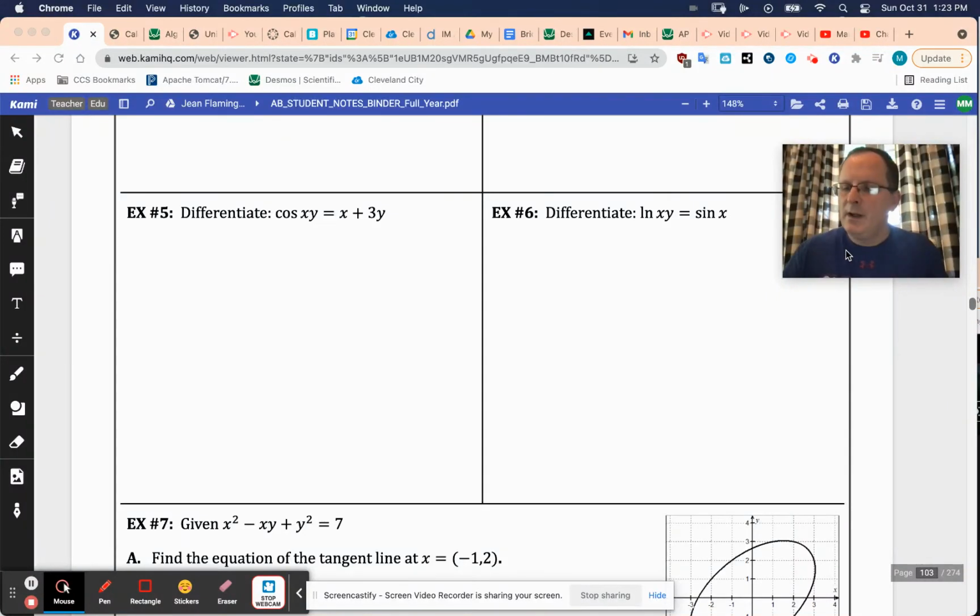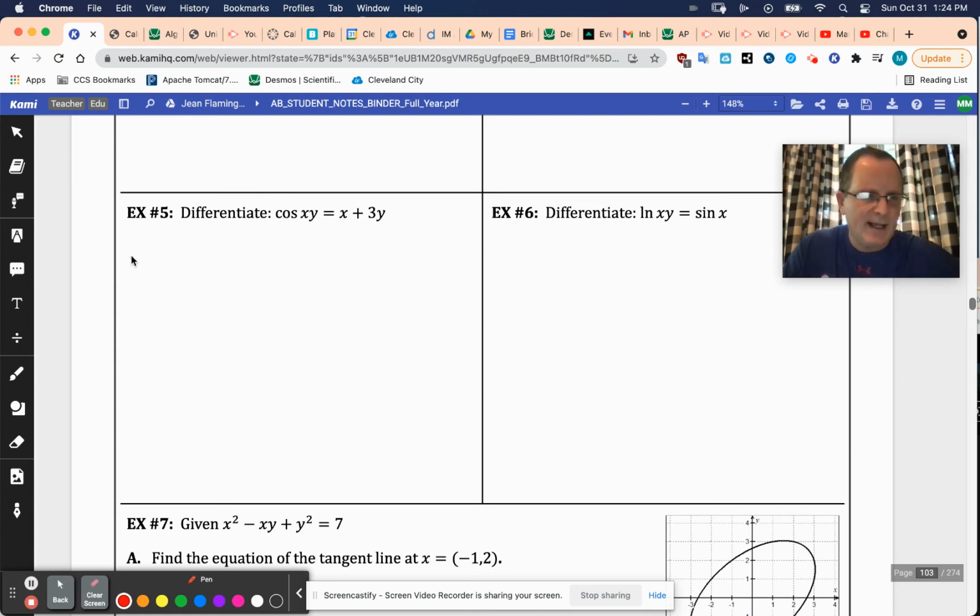All right, here's a great one. We have some trig, but not only that, we have a x times y inside the cosine. So we'll have a chain rule, which will require implicit differentiation. All right, so here we go.